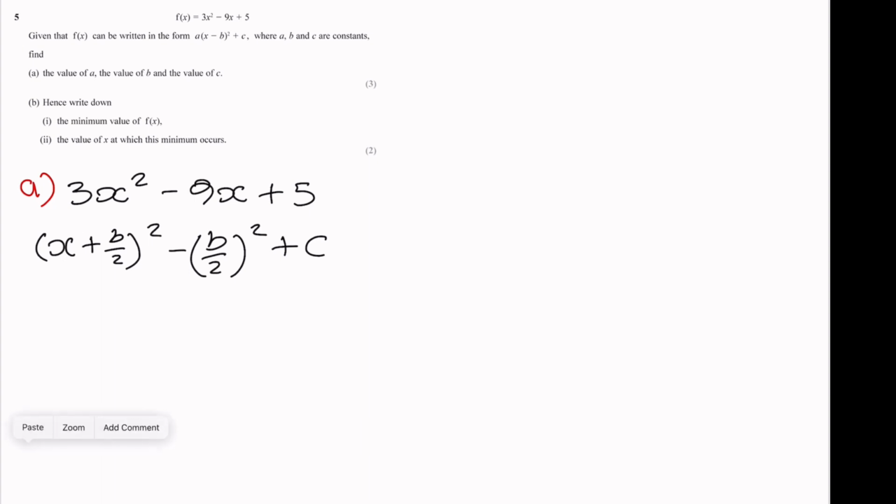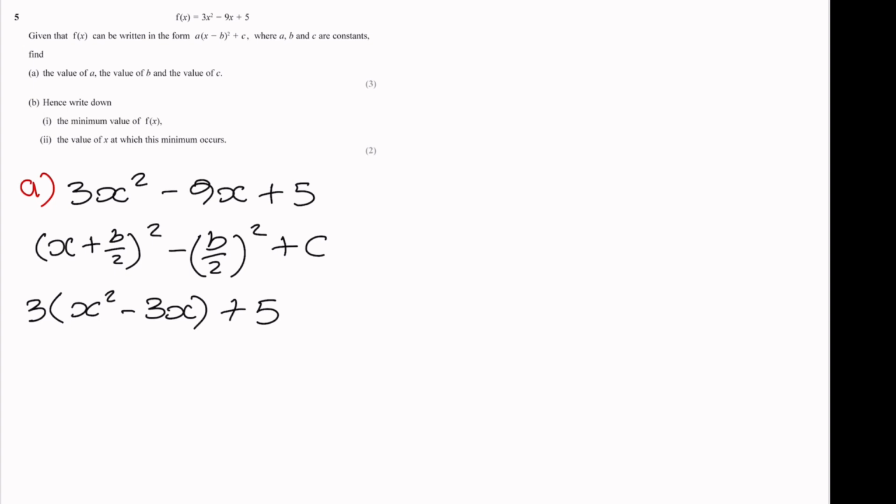So when we complete the square, we want to write it in the form (x plus b over 2) all squared minus (b over 2) all squared plus c. But firstly, we need to make sure the coefficient of x squared, the number in front of x squared, is 1. So we need to take a factor of 3 out of these first two terms. You can take a factor of 3 out of all three terms and complete the square for all of it, but it's a bit faster if you just do it for the first two terms. So x squared minus 3x, and then leave the plus 5 on the end.